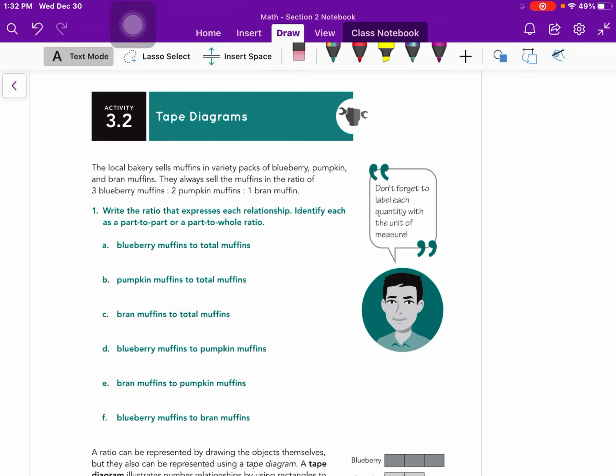In fact, this first question is asking for some ratios, which I think you can do on your own. It says, the local bakery sells muffins in variety packs of blueberry, pumpkin, and bran. They always sell the muffins in the ratio of 3 blueberry, 2 pumpkin, and 1 bran. So 3 plus 2 plus 1, that's a 6 muffin pack, basically. So go ahead and write the ratios for A, B, C, D, E, F on all the different ways they want, and tell if they are part to part or part to whole. Go ahead and pause this and then come back.